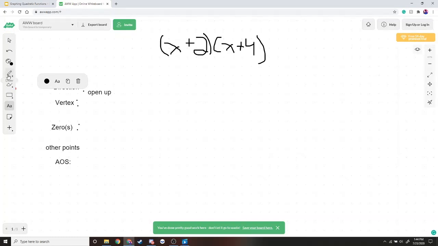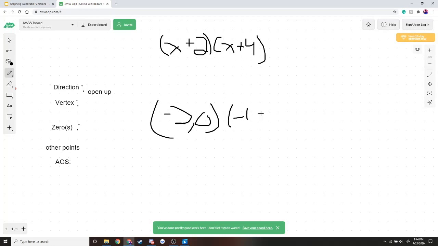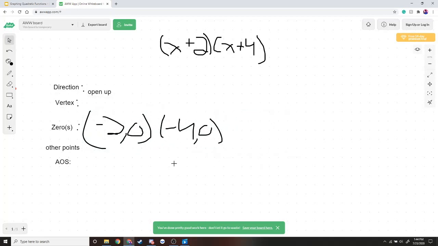Since this is intercept form, we already have the zeros. So it's already in factored form. So all we have to do is find out what the zeros are by finding out what makes each parenthesis equal to 0. So what plus 2 is equal to 0? Well, that's just -2. So -2, 0 is going to be one of our zeros. And what plus 4 is equal to 0? That's -4. So -4 is going to be another zero. So these are our zeros.